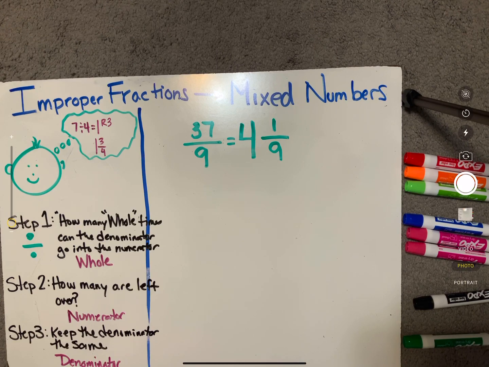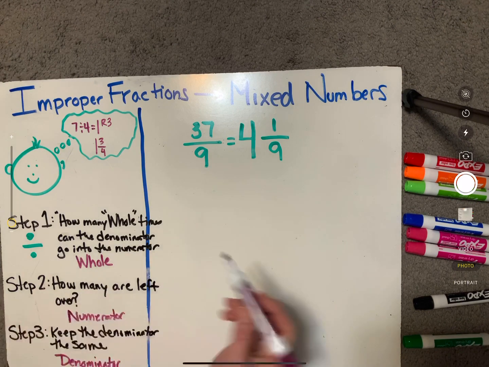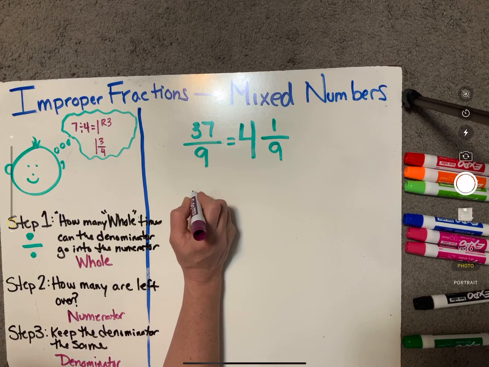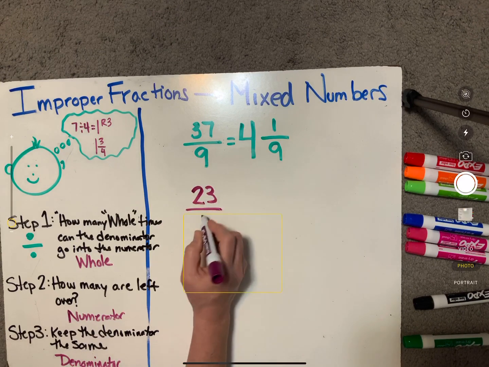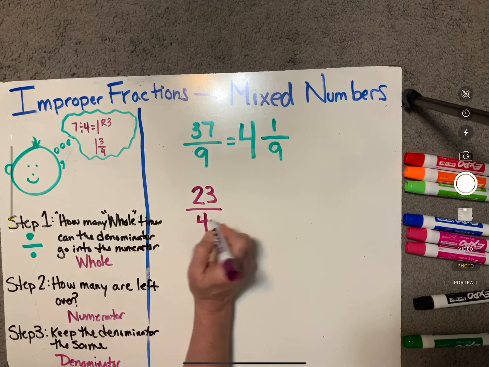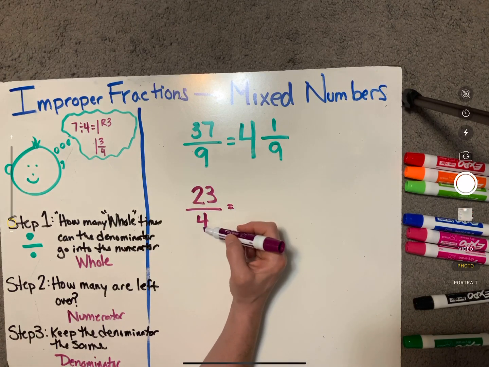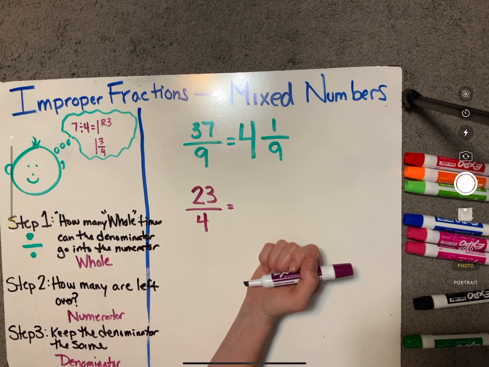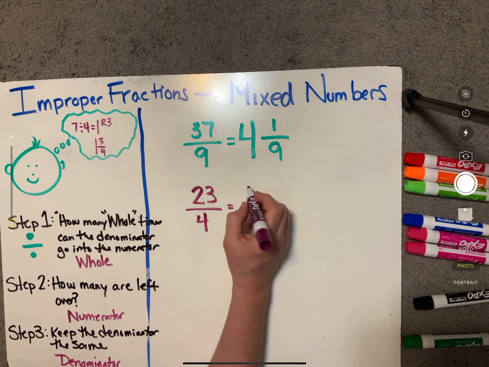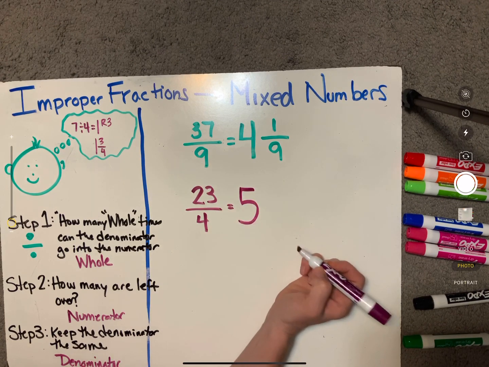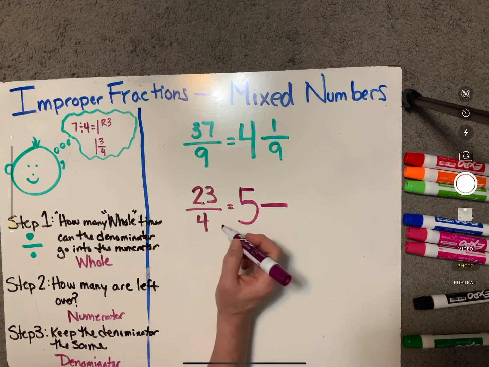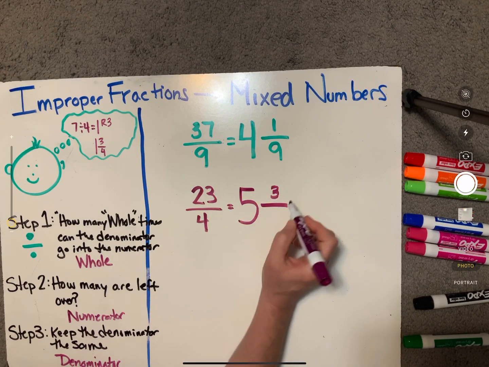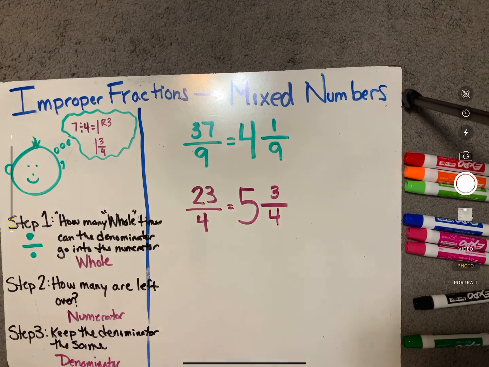Okay, let's try another one. I want to do one that we don't have to reduce quite yet. So let's do 23 over 4. So 23/4. How many times will 4 go into 23? It goes in 5 times. Good. And then how many are left over? 4 times 5 is 20. So there are 3 left over, and my denominator remains the same.